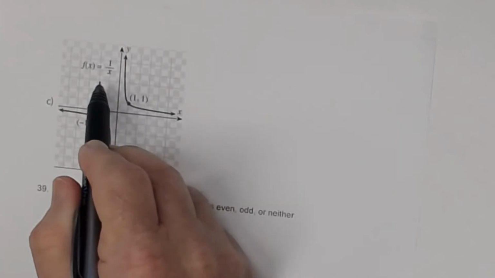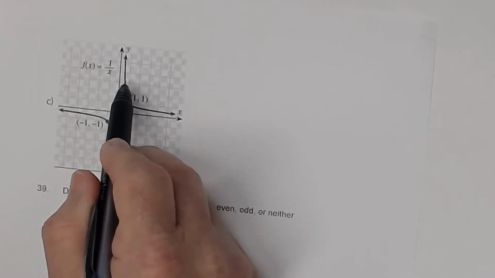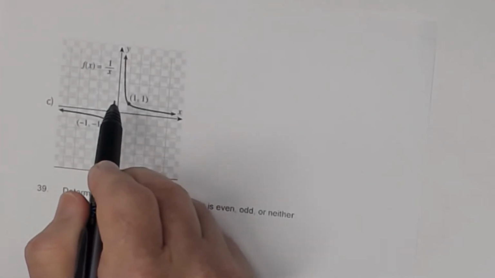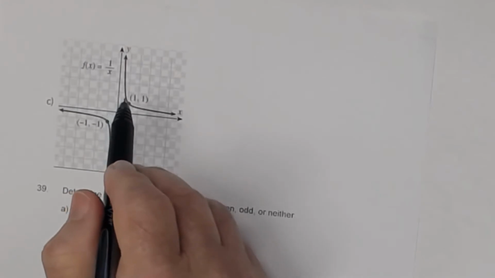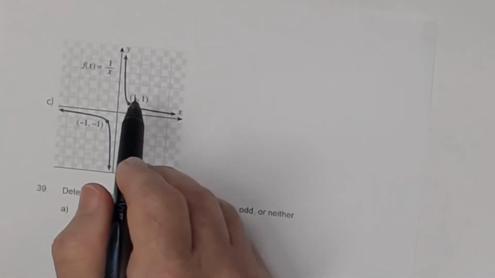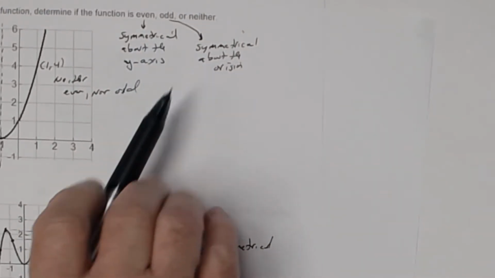So there's no point. If you have a point in the first quadrant and it's an even function, then you better have something in the second quadrant, and you don't. All right. So then you ask yourself, all right, so I know it's not even. Is it an odd function? Meaning, is it symmetrical about the origin?